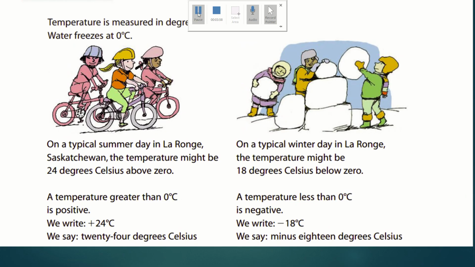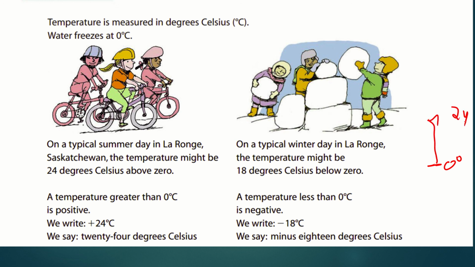So as stated on our last slide, temperature is measured in degrees. Water freezes at 0 degrees Celsius. On a typical summer day in La Ronge, Saskatchewan, the temperature might be 24 degrees above 0. So if we have 0 degrees here, we're going up all the way to 24. A temperature greater than 0 degrees Celsius is positive. So we write plus 24 degrees Celsius. We say 24 degrees Celsius.